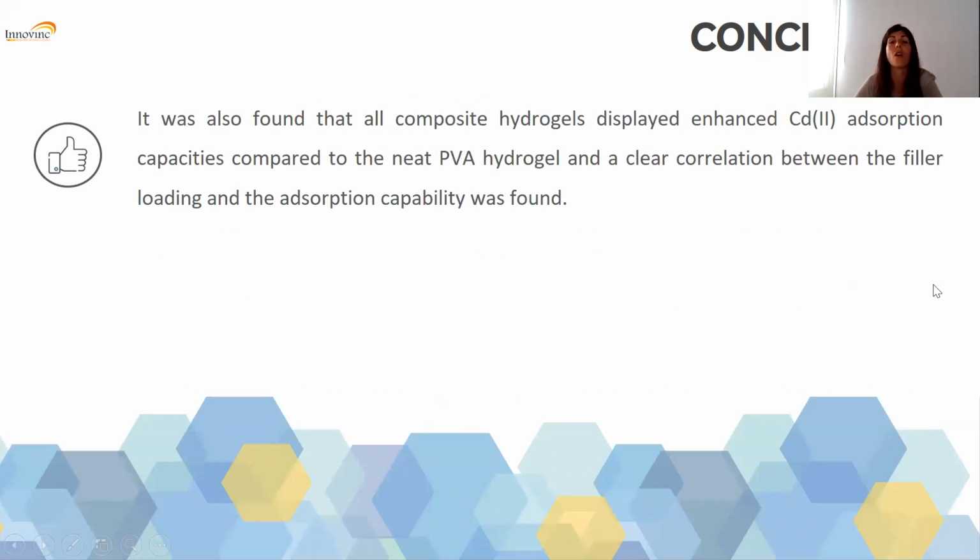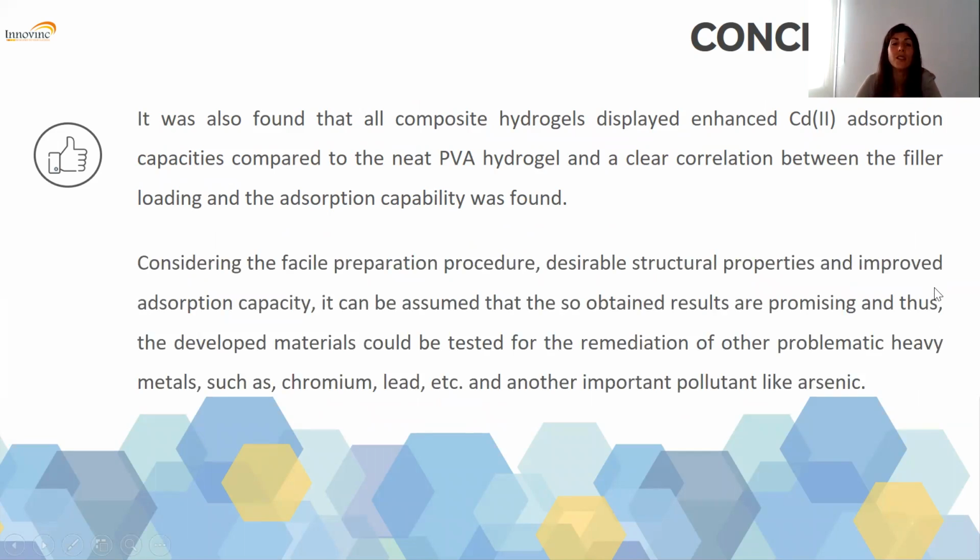It was also found that all composite hydrogels displayed higher cadmium absorption capacities compared to the neat PVA hydrogel, and a clear correlation between the filler loading and the absorption capability was found. Considering the facile preparation procedure, the tunable structural properties, and improved absorption capacity, it can be assumed that the obtained results are promising and that the developed materials could be tested for the remediation of other problematic heavy metals such as chromium, lead, and another important pollutant like arsenic.